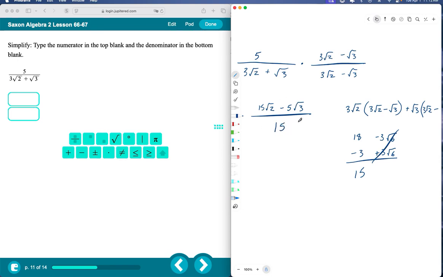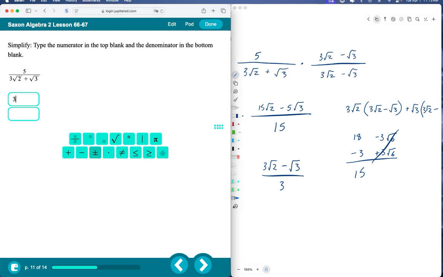Now, there is something that I see here in all of the coefficients. They can all be divided by 5. 15 divided by 5 is 3 times square root of 2. 5 divided by 5 is 1, so it's going to be minus the square root of 3. And again, 15 divided by 5 is 3. So this would be your fully reduced answer. So when you get your answer, look at the coefficients and see if they all have a common factor so you can reduce it. So we're going to check our work.